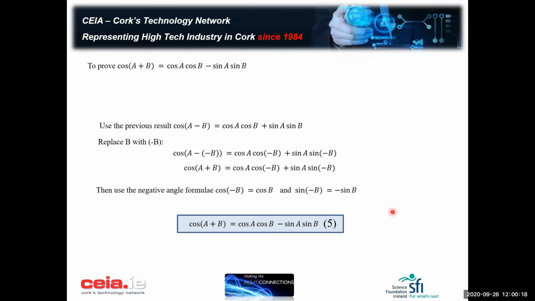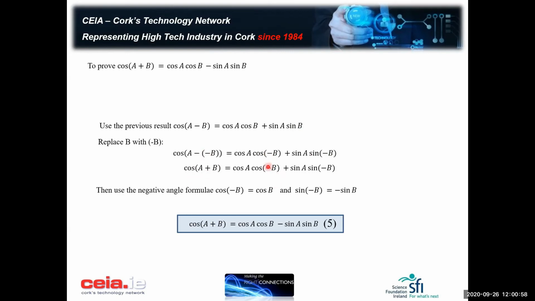Right, now, the next thing is to prove the cosine A plus B formula, and that's simple, starting with cosine of A minus B, which we've just proved, this formula here. We need to get this to cosine A plus B, so replace the B with minus B. And you get this here. And the cosine B becomes cosine minus B. The sine of B here becomes sine of minus B. And that becomes cosine A plus B from here to here.